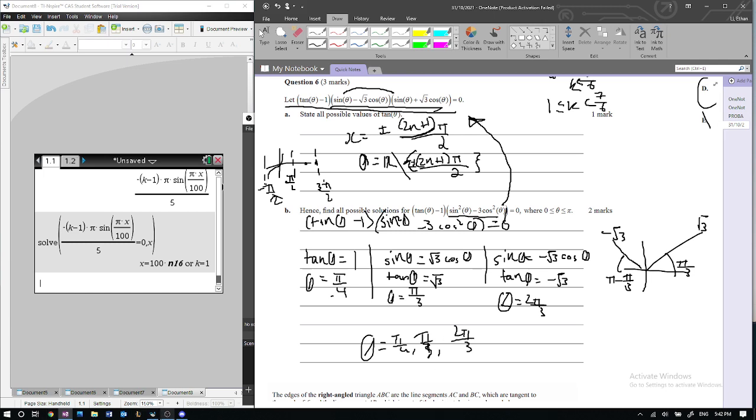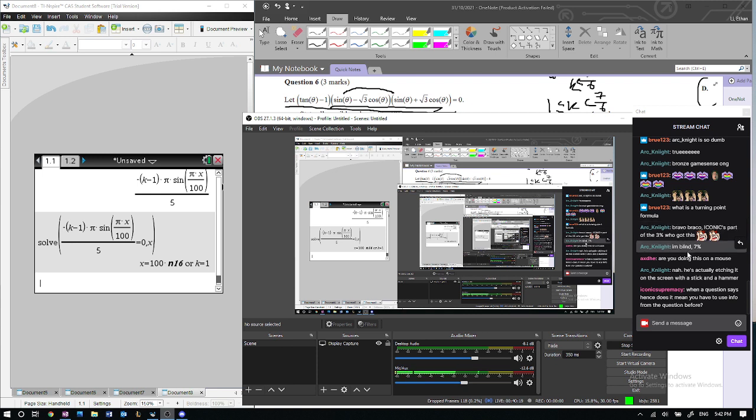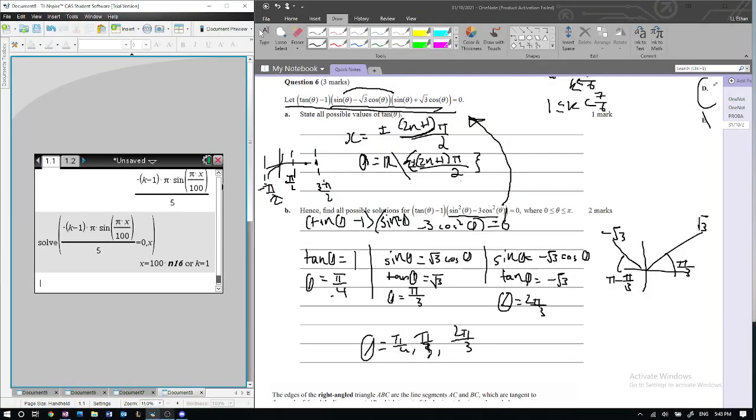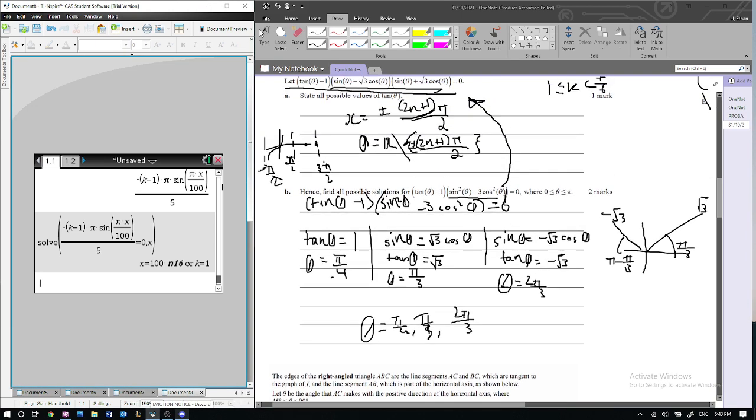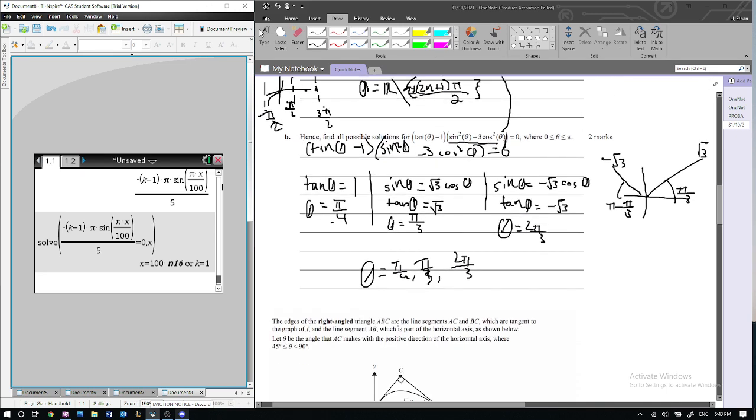Okay. Are there any questions for that bit? When a question says hence, does it mean you have to use info from the question before? Yeah, it does, but this is quite broad, so it's just saying make sure these are asymptotes, right? State all possible values of tan theta. So let's say you got tan theta is equal to pi on 2, then you wouldn't use that because you know from before that pi on 2 is an asymptote. That's how to use hence from here. But for other questions, the hence might be a bit more obvious.